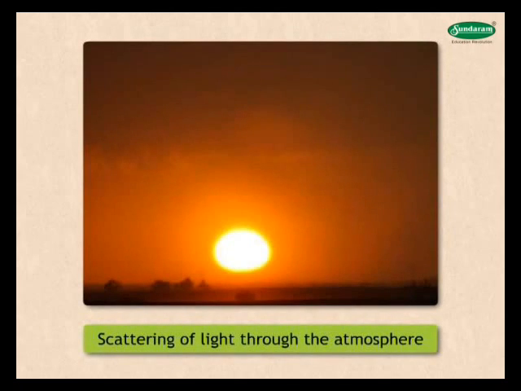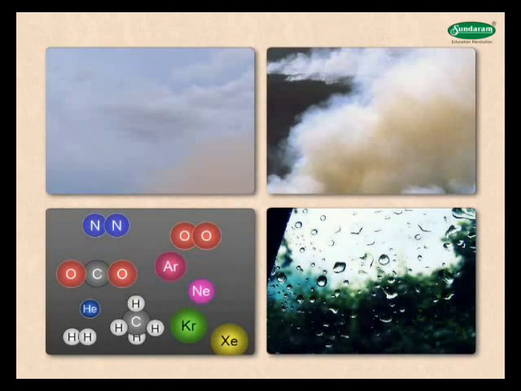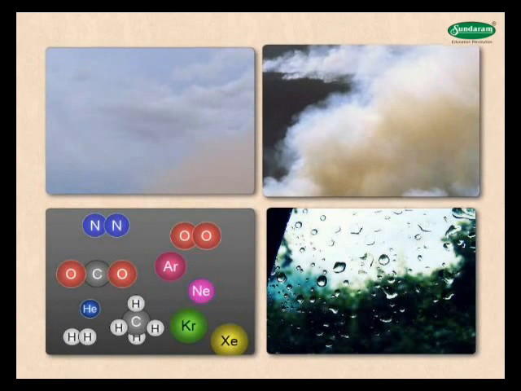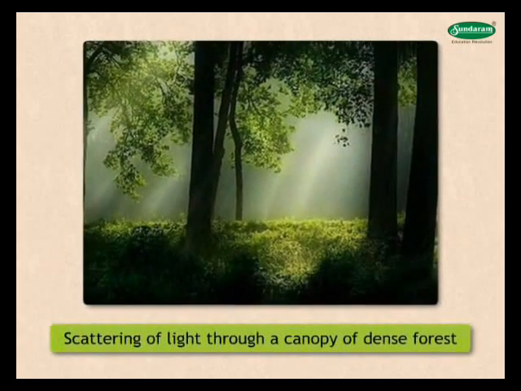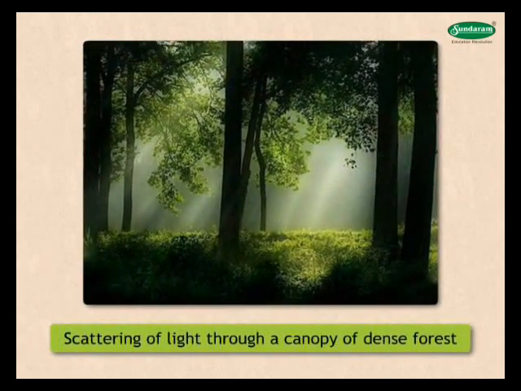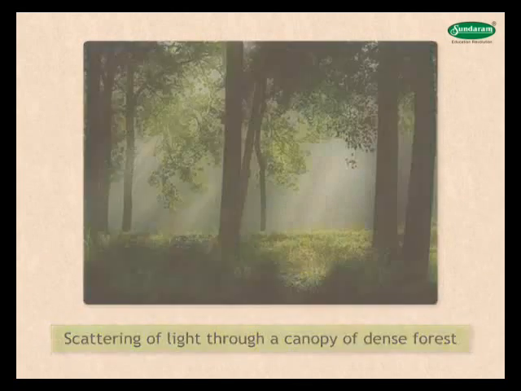The scattering of light takes place through the atmosphere, as the atmosphere is a homogeneous mixture of minute particles like dust, smoke, tiny droplets of water, and molecules of air. When the sunlight passes through a canopy of dense forest, scattering of light can be observed.